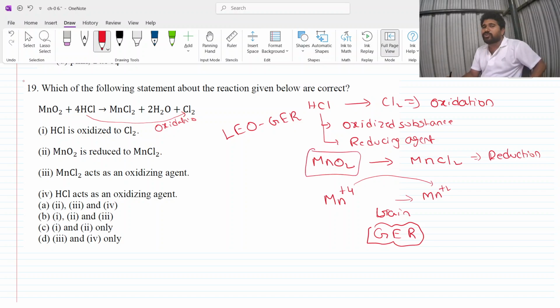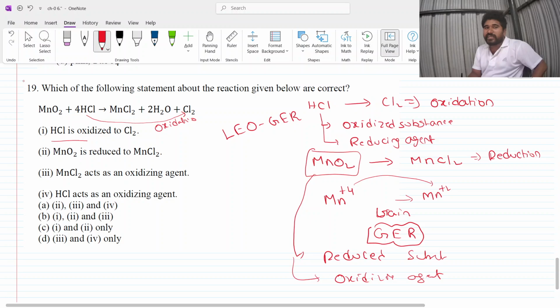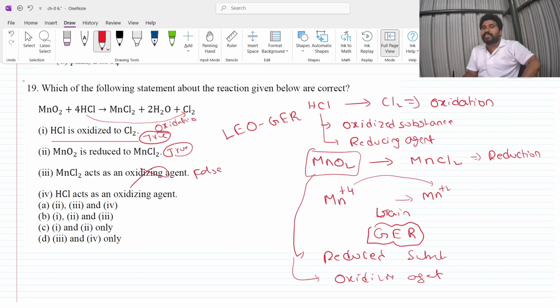Now observe. What is this MnO2? Reduced substance, also known as oxidizing agent. Now he said HCl is oxidized to Cl2. True or false? True. MnO2 reduced to MnCl2. True. MnCl2 is an oxidizing agent. False. It is not the oxidizing agent.